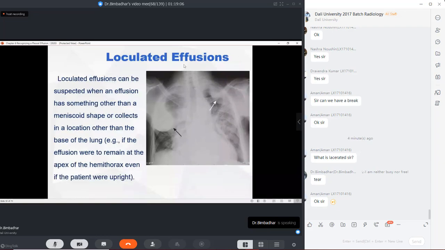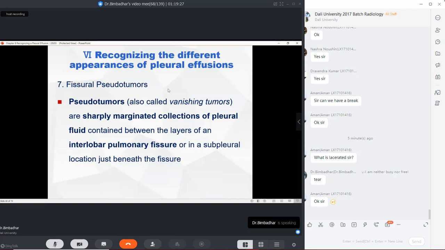I think I already explained it. This is an upright film, and even if the patient is standing upright, you can still see the meniscus levels here in the upper lobes themselves. So by this, we can call it a loculated pleural effusion, right? And this one is a 2-mark question. Remember, try to understand this one easily. I think we have already done this before.